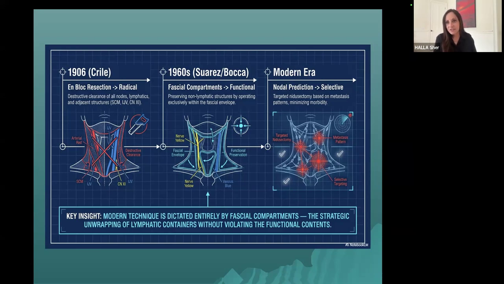But in addition to removing all the lymph nodes in the neck, important functional structures were removed, including the sternocleidomastoid muscle, the spinal accessory nerve, and the internal jugular vein.